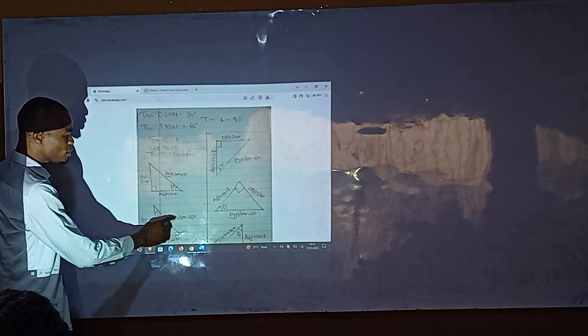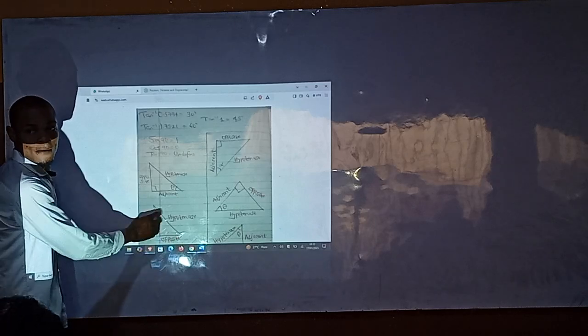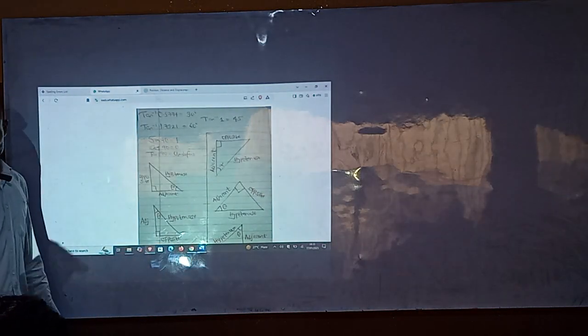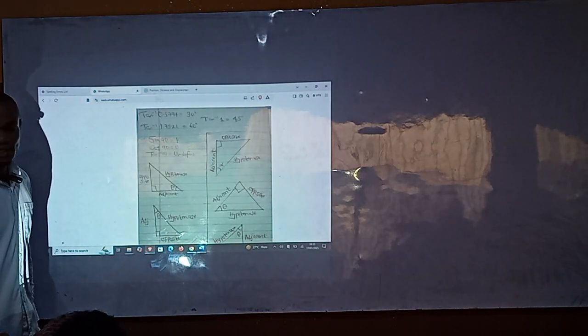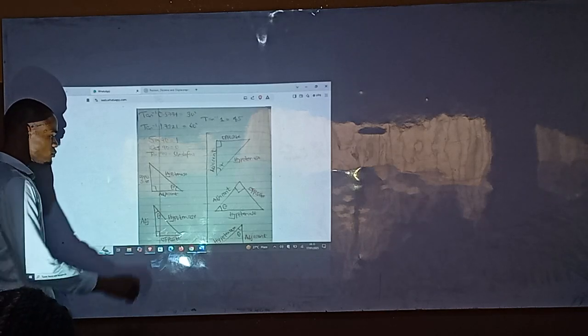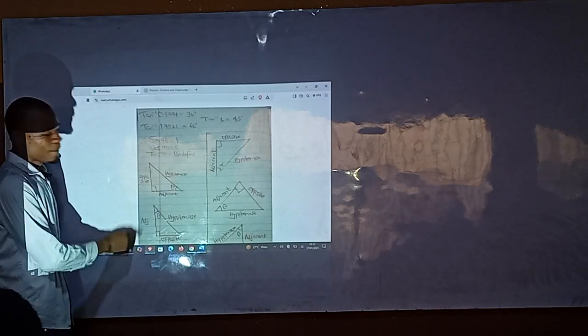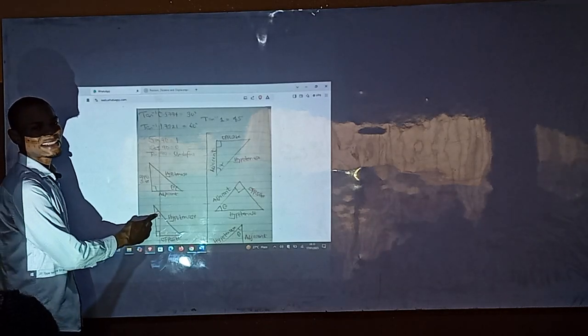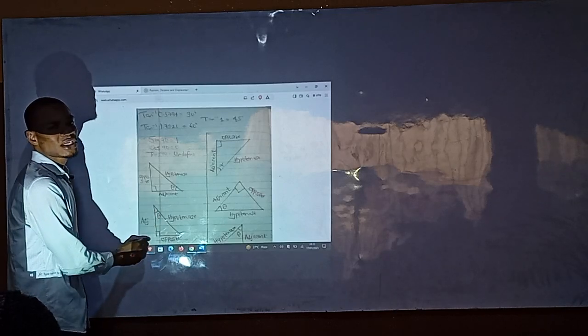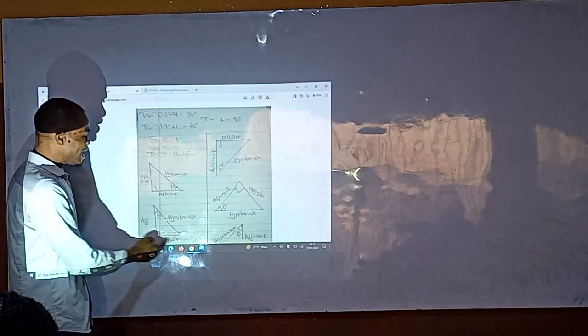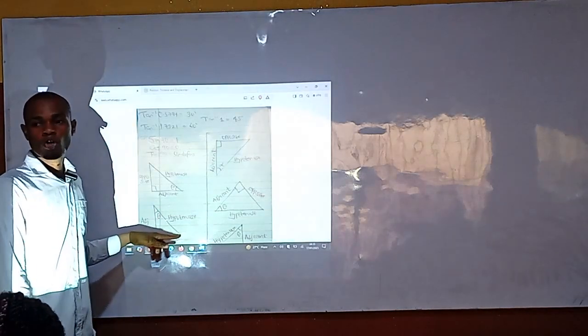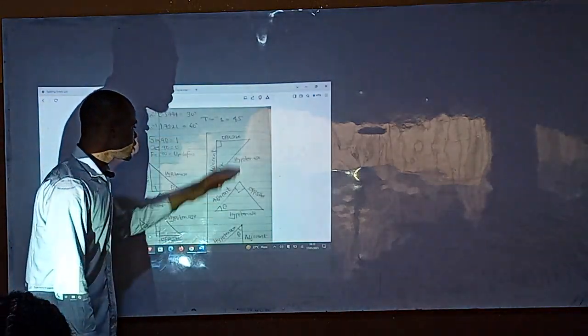Now look at it. This is hypotenuse. Why? Because it's facing 90 degrees. Now why is this one adjacent? Because the angle I want to use is associated with this line. That's why it's called adjacent. And this place has no choice but to be opposite.